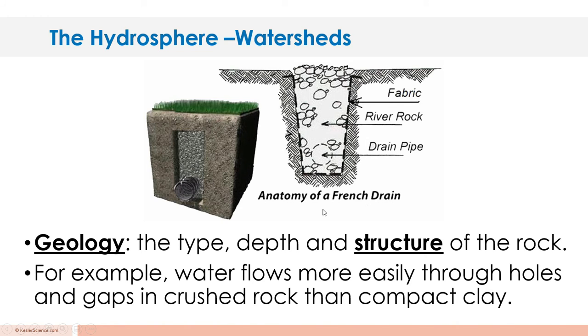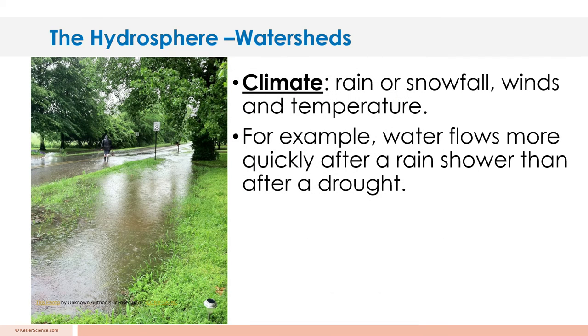So if you think about this in a natural setting, some soils are going to drain really easily and others are going to have water pool on top of them and things like this, just based on what they're made out of. So our third factor that affects flow in a watershed is climate. So rain or snowfall, winds, and temperature. So those sorts of things, just the general climate of the area.